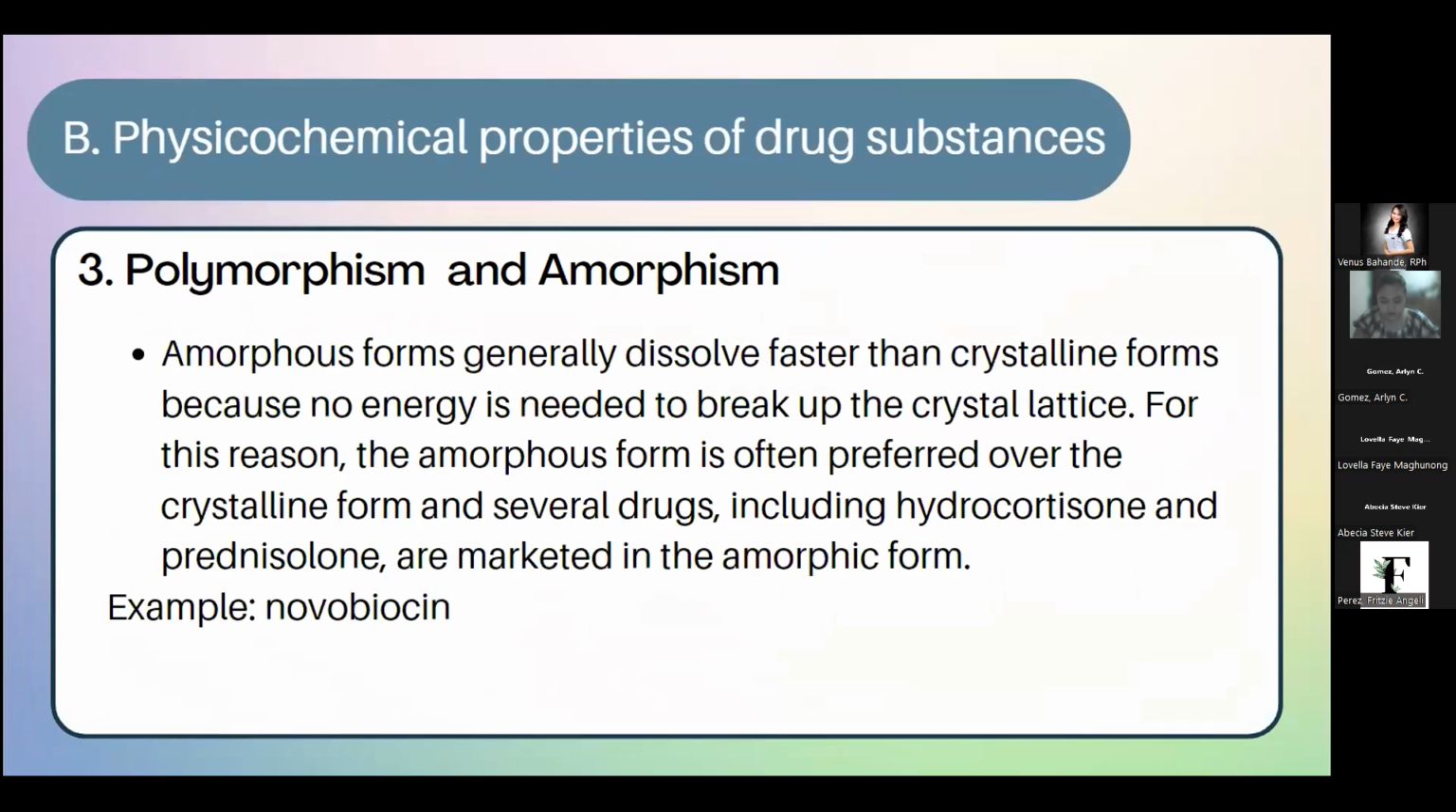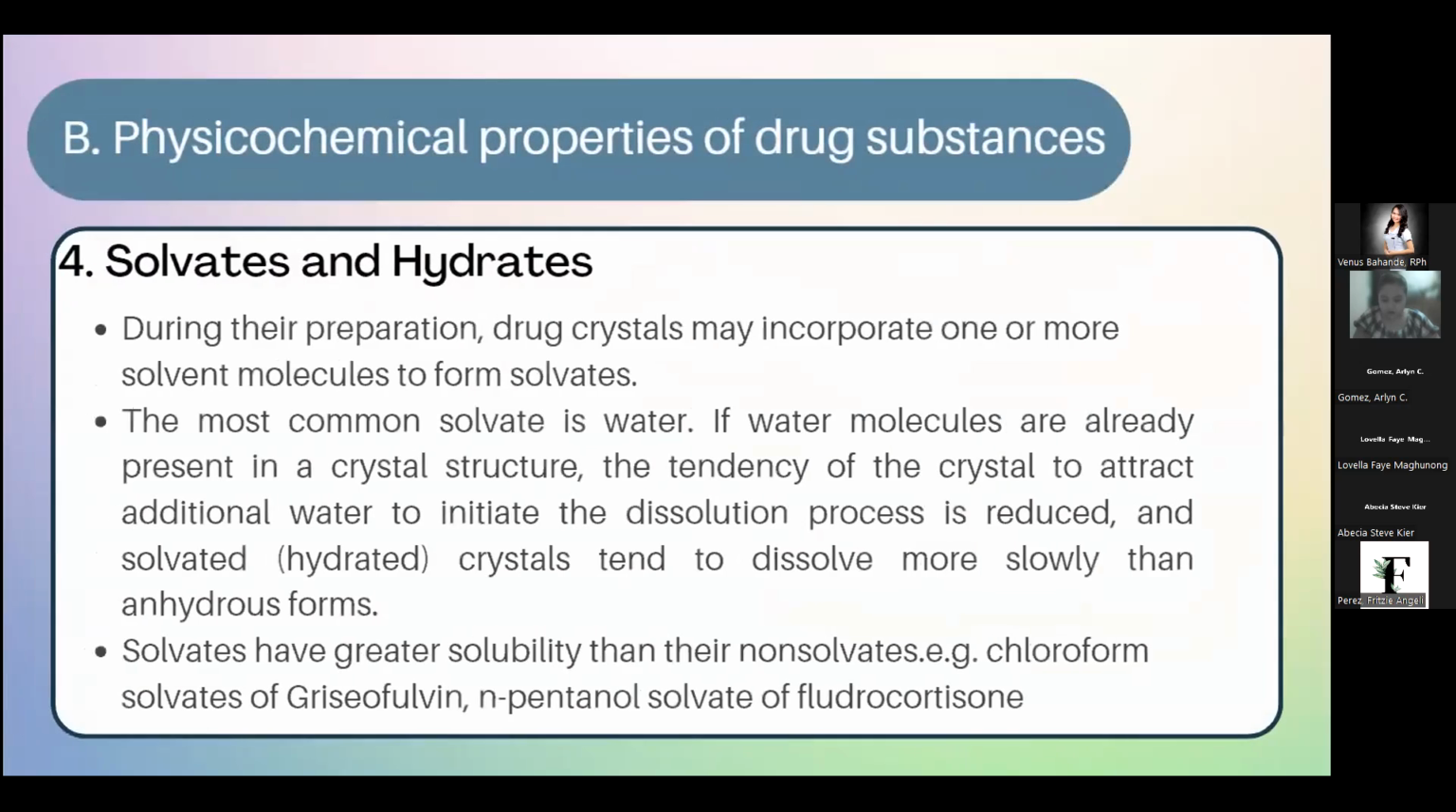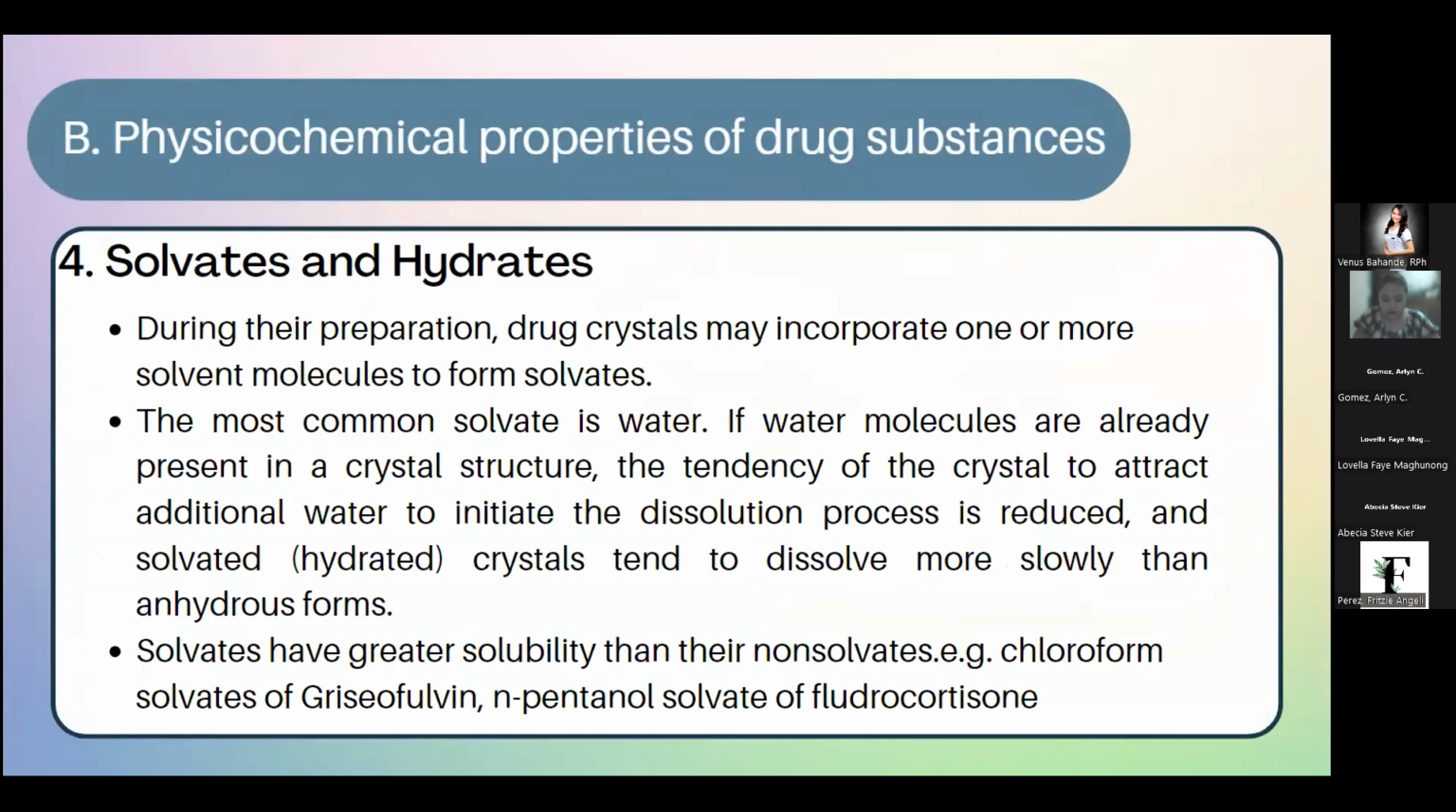So amorphous forms generally dissolve faster than crystalline forms. As I've mentioned, there is no energy needed to break up the crystal lattice, and for this reason, the amorphous form is often preferred over the crystalline form in several drugs, including hydrocortisone and prednisolone that are marketed in amorphous form. Also, an example is novobiocin.